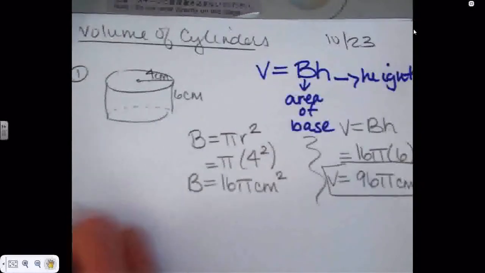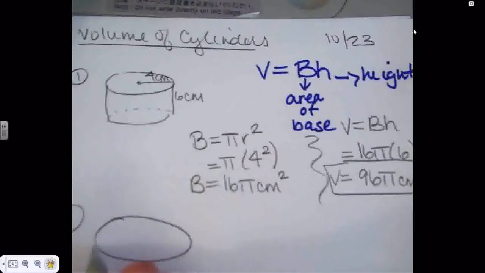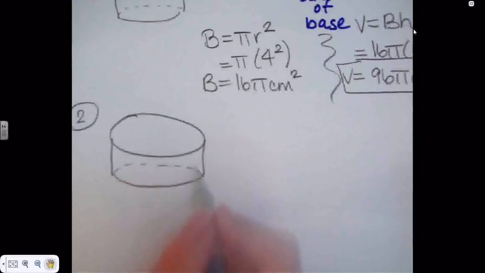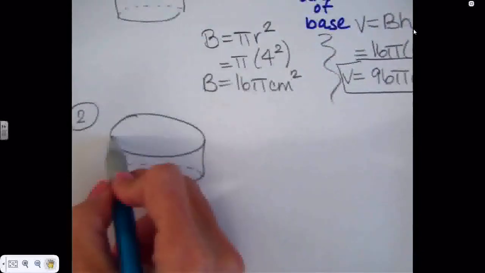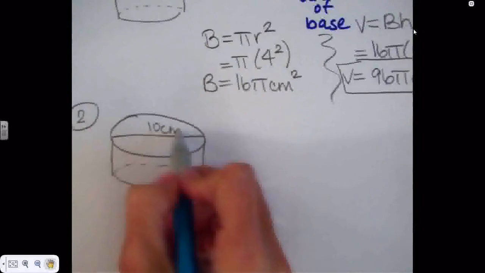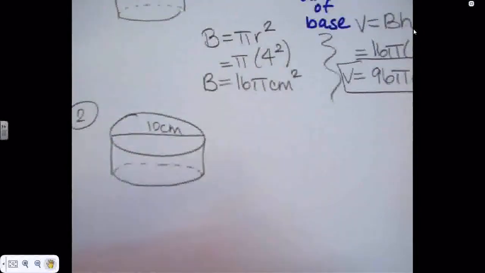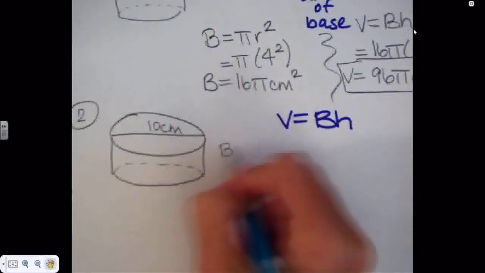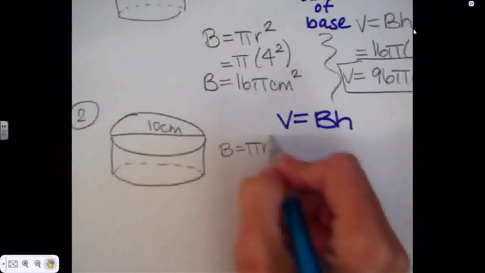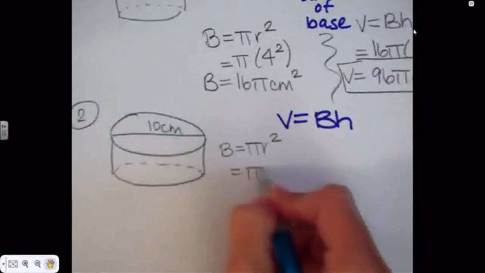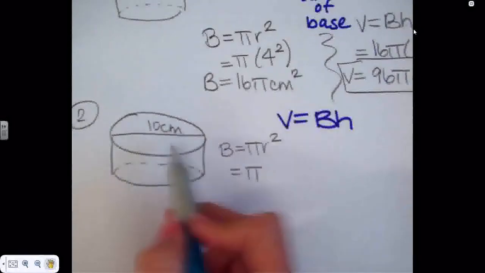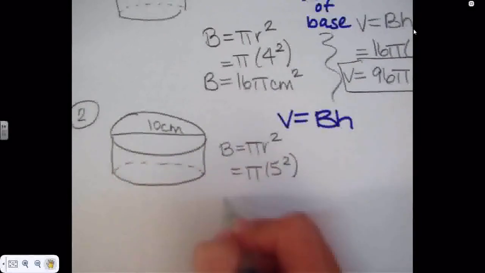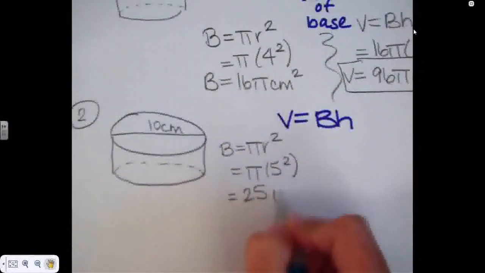Okay, so let's try this one, number 2. And remember, I'm a math teacher, not an art teacher. Again, my formula is area of the base times the height. The area of my base is pi r squared because it's a circle. Pi, we're leaving pi. Now I want my radius. What am I giving you? The diameter. So my radius is 5, squared. So that gives me 25 pi.